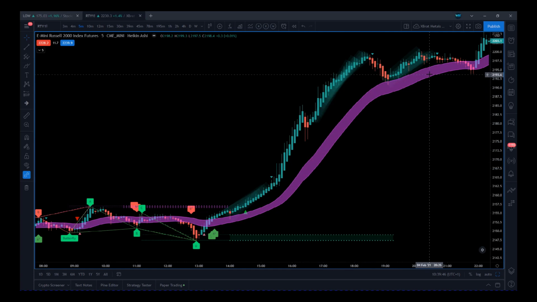But it just goes to show this ultimate day trading package, no matter which platform and which instrument, when all the stars are aligned, you get some really high probability trades.